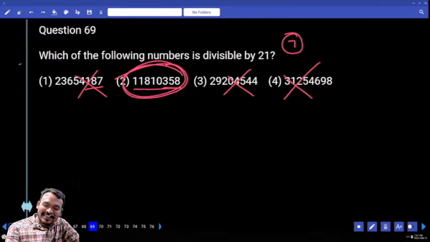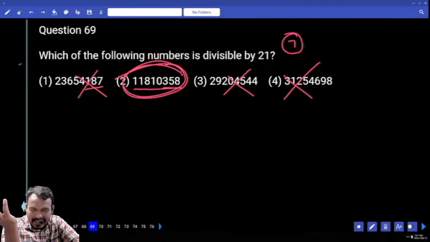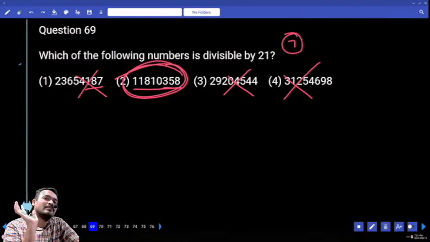How many digits are there here? Almost 8 digits. In that 8 digits, the last digit is subtracted. Okay, the remaining value must be divisible by 7.